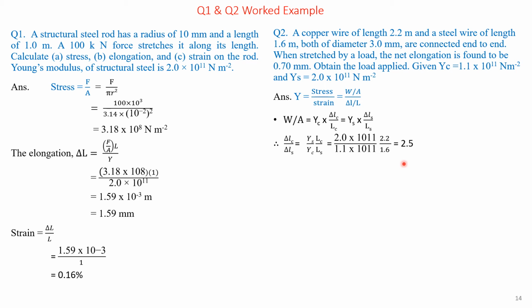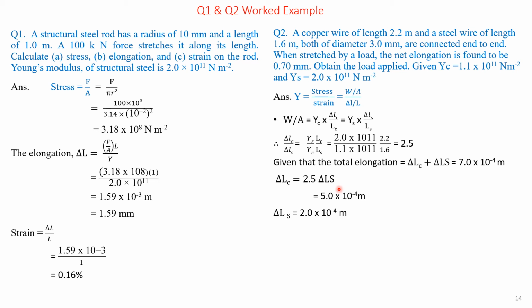Substituting the values, we get the answer as delta Lc by delta Ls is equal to 2.5. Given the total elongation, delta Lc plus delta Ls is equal to 7.0 × 10^-4 meter. That is delta Lc is equal to 2.5 into delta Ls, that is equal to 5 × 10^-4 meter. Therefore, delta Ls is equal to 2.0 × 10^-4 meter.